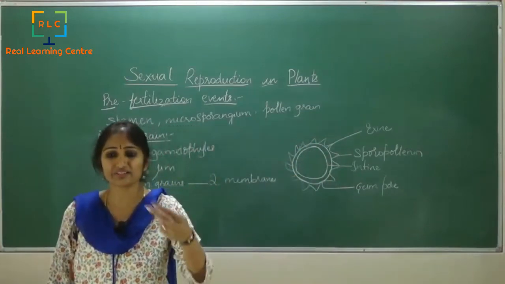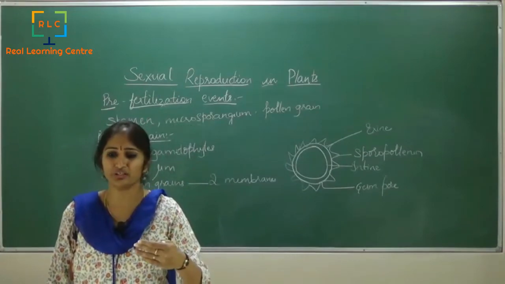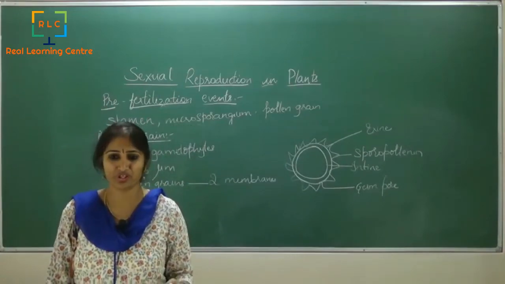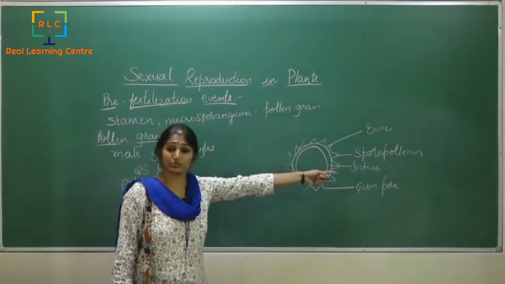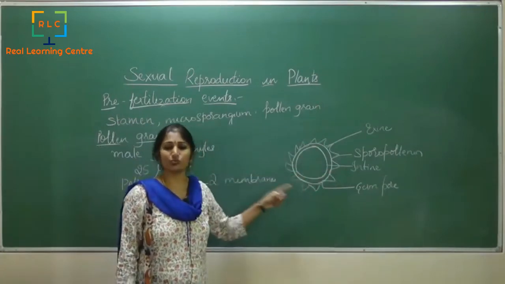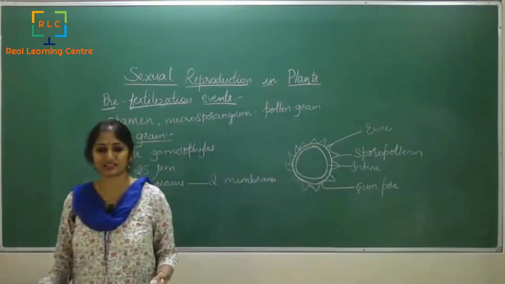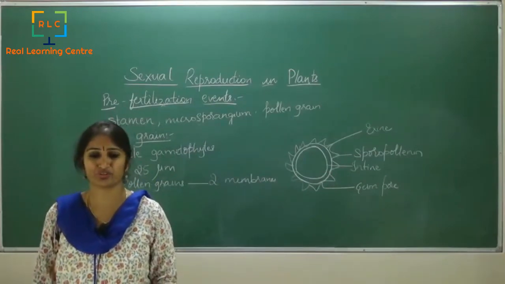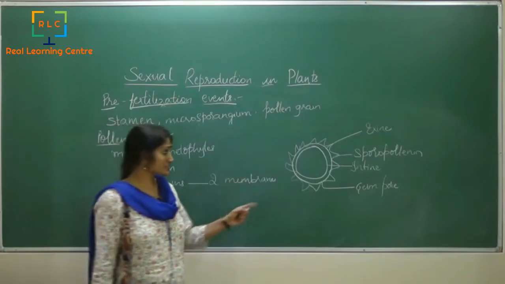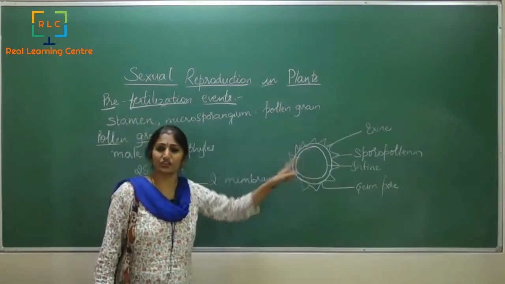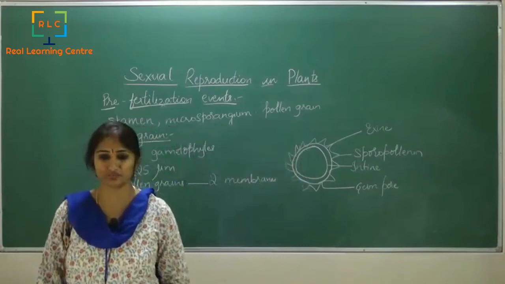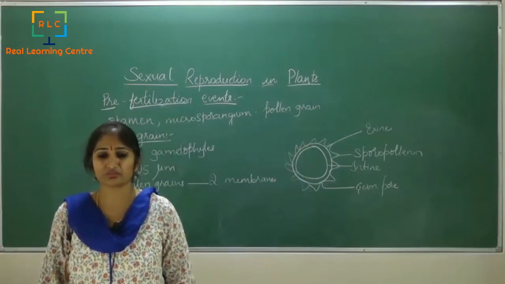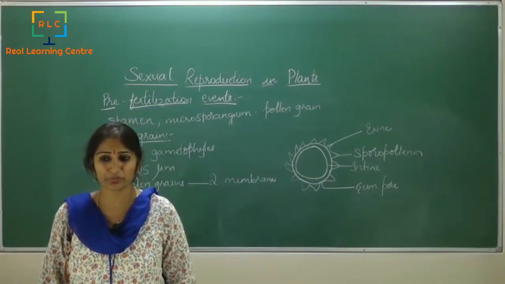And inside this you see that there is cytoplasm. If the outer exine is made up of sporopollenin, the inner one is like all the other plant cells, made up of cellulose and pectin. So let us see what is there inside this. You see the presence of cytoplasm, and then there is a plasma membrane.